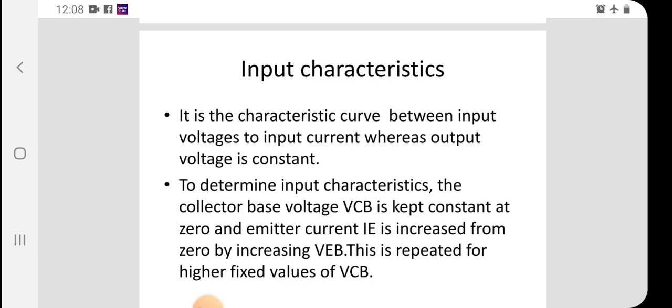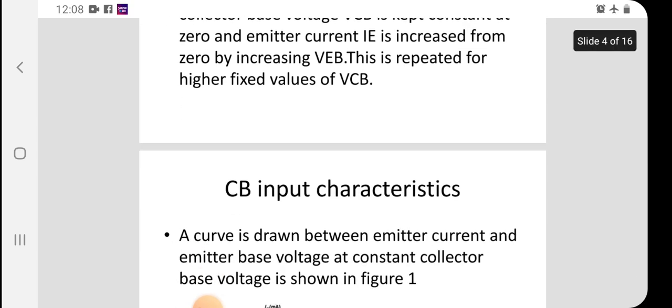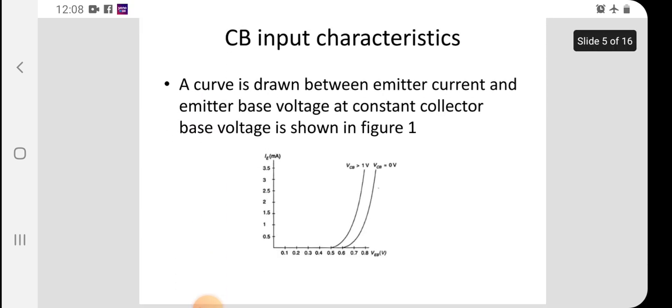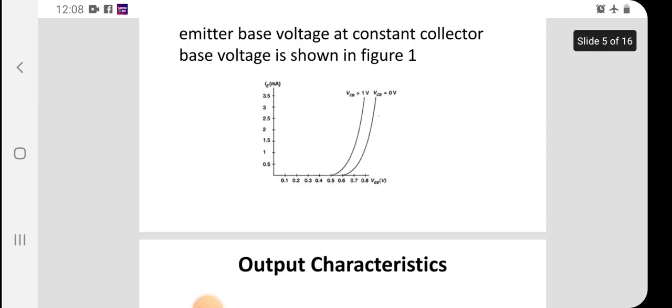In order to determine input characteristics, the collector base voltage is kept constant and you vary your emitter base voltage, and your emitter current increases. This is repeated for higher values of VCB. Next, we shall see the graph which represents the common base input characteristics. A graph is drawn between your emitter base voltage and emitter current, keeping the collector base voltage constant.